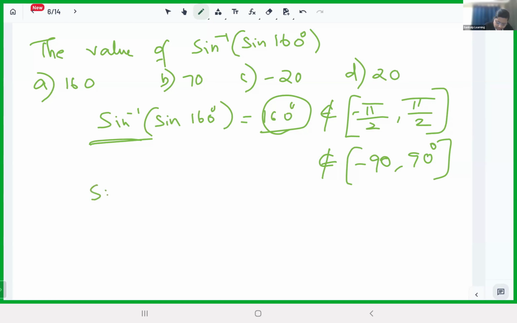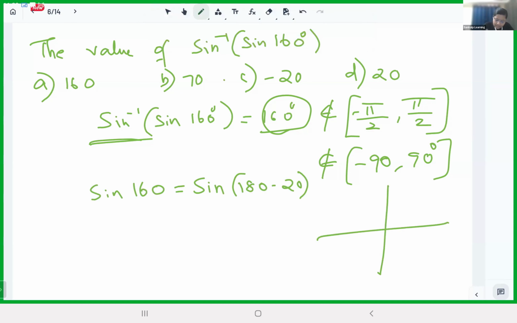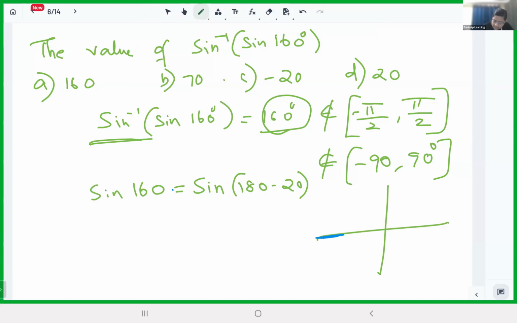That is sine 160. I can write this as sine of 180 minus 20, isn't it? 180 minus 20 is 160. So what happens here? If I draw like this, 180 minus 20 means, here this is 180, and if I subtract 20 from this, it will reach here. This is the second quadrant. This is the first quadrant, second quadrant. This one is third and this one is fourth.